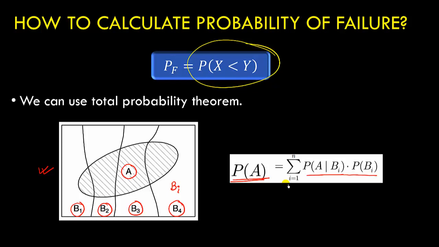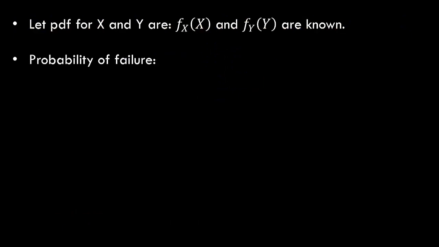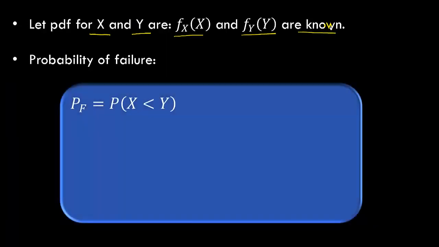So this is the summary of the total probability theorem. Let us use this to write an expression for probability of failure. Let the PDFs for random variable X and random variable Y, fX and fY, be known to us. Then we can calculate the probability of failure, that is, the probability that X is less than Y.